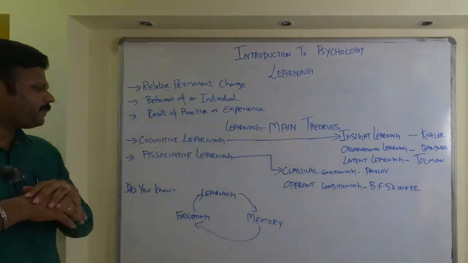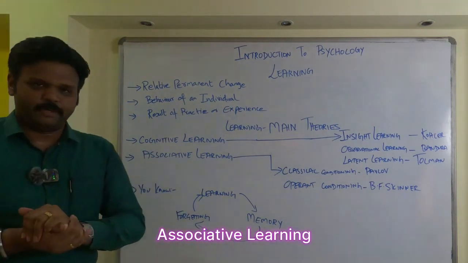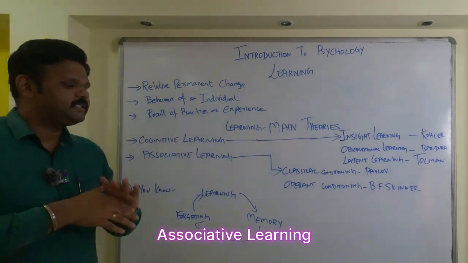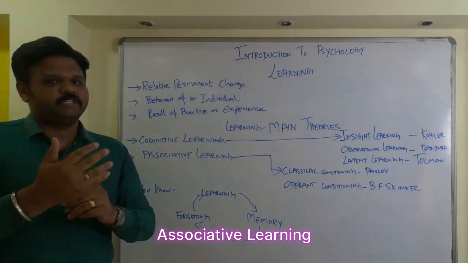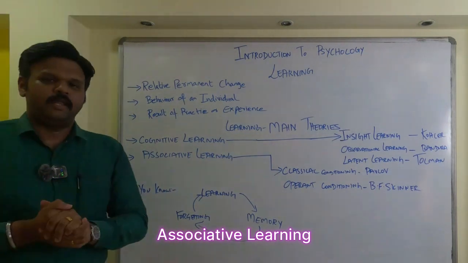Similarly, we have the component of associative learning. This particular theory of learning also has two main components or two main subtypes. One is called classical conditioning, and the second one is called operant conditioning. Classical conditioning is given by a Russian physiologist, Ivan Pavlov, and operant conditioning is given by an American psychologist, B.F.